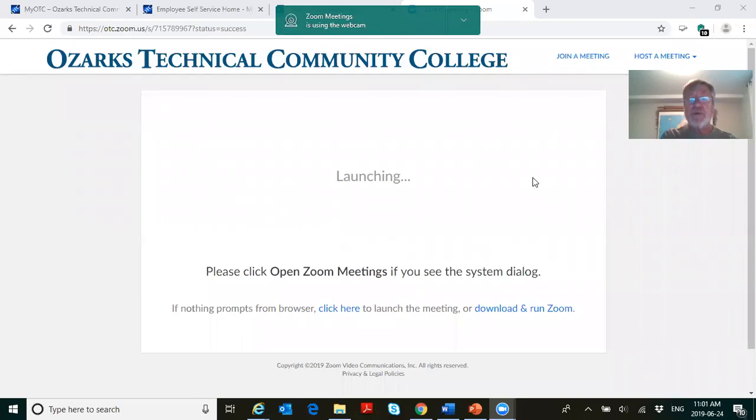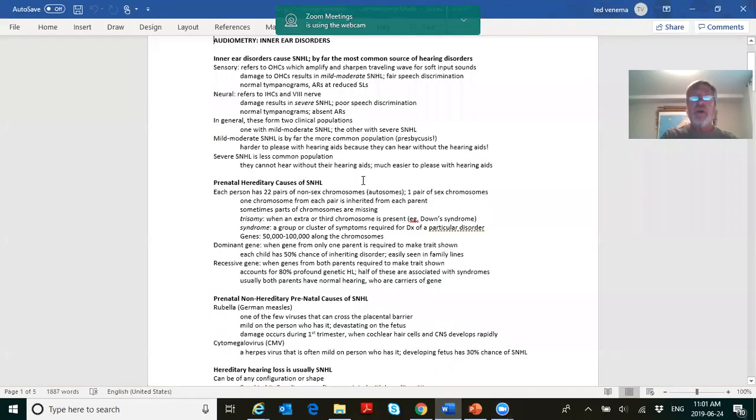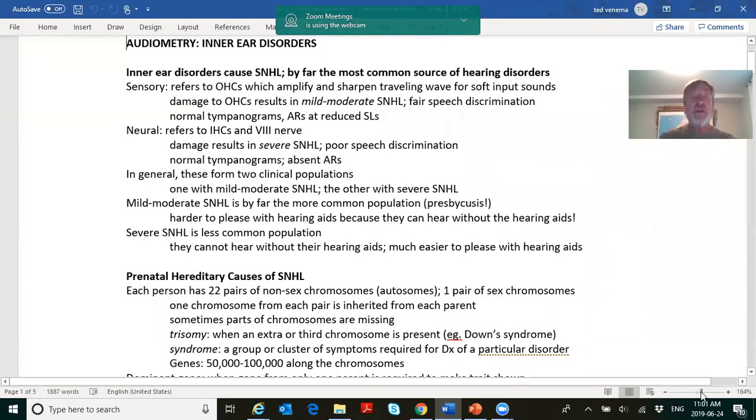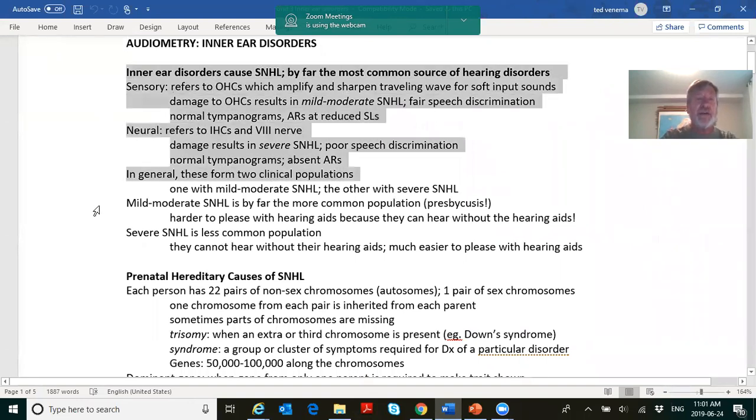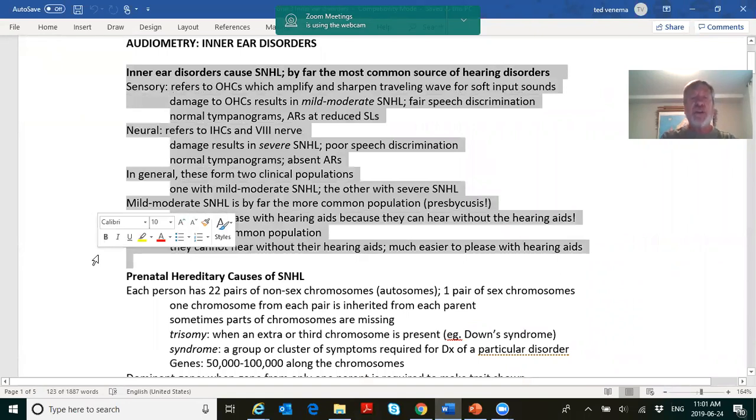So I'm going to share a screen here and go to the notes that we've got and pull these puppies up. So here we go. If you're looking at the screen, I'll make this just a tad larger. There we go. Inner ear disorders. And last week, in the last quarter of our Zoom session anyway, we spent looking at the differences between sensory and neural.